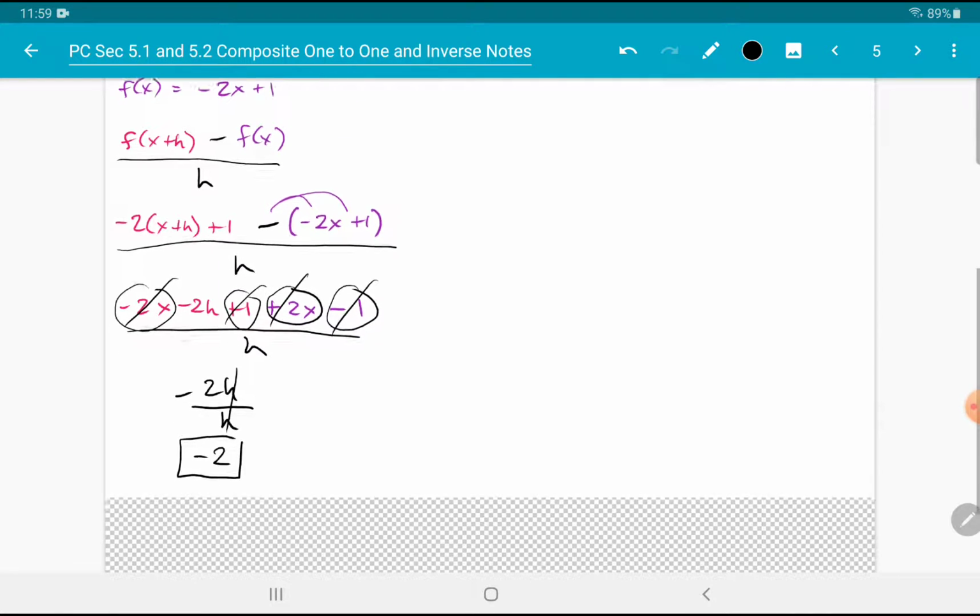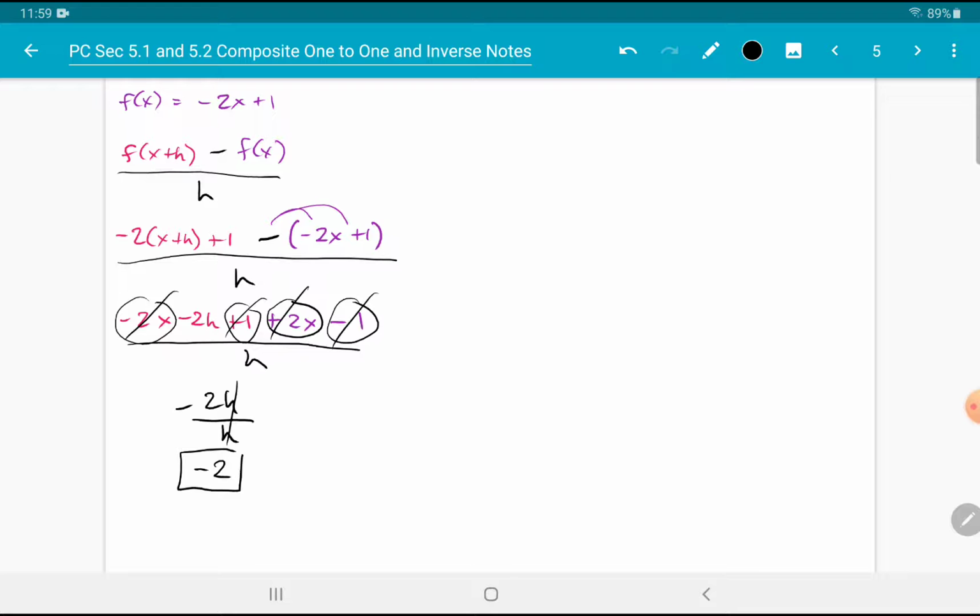Just a fair warning though, I know right now we just got a numerical answer, but this is not always the case, so be careful when you're doing the difference quotient. You won't always just get a number.